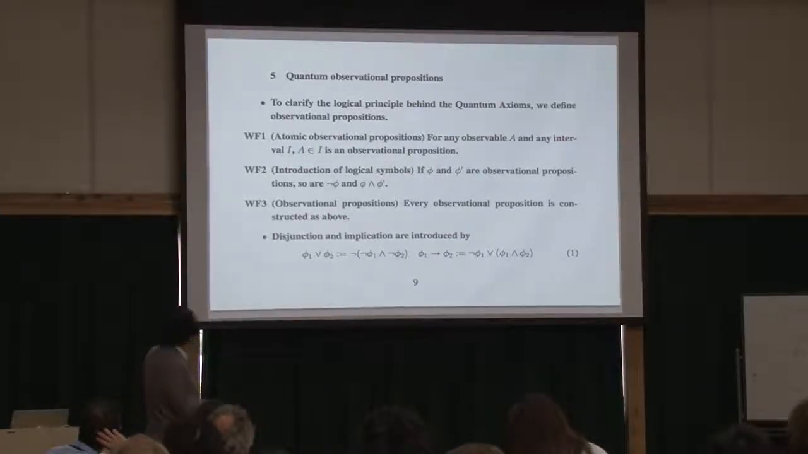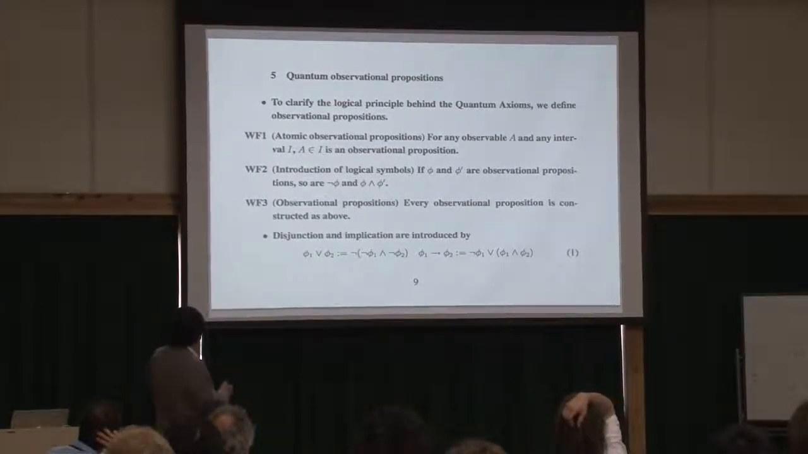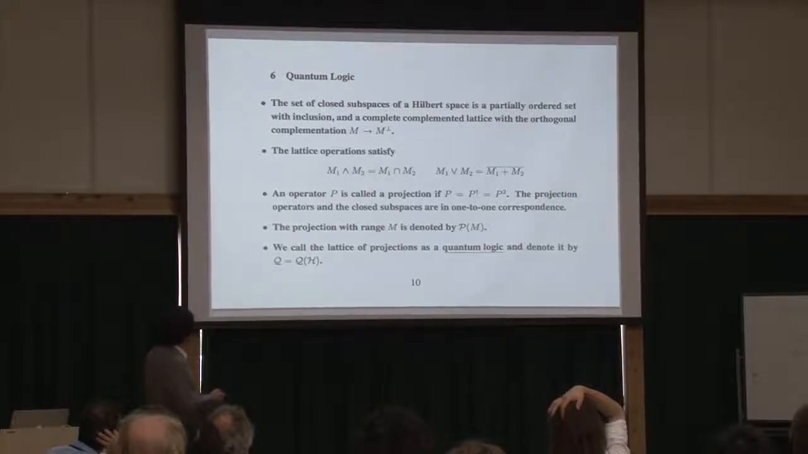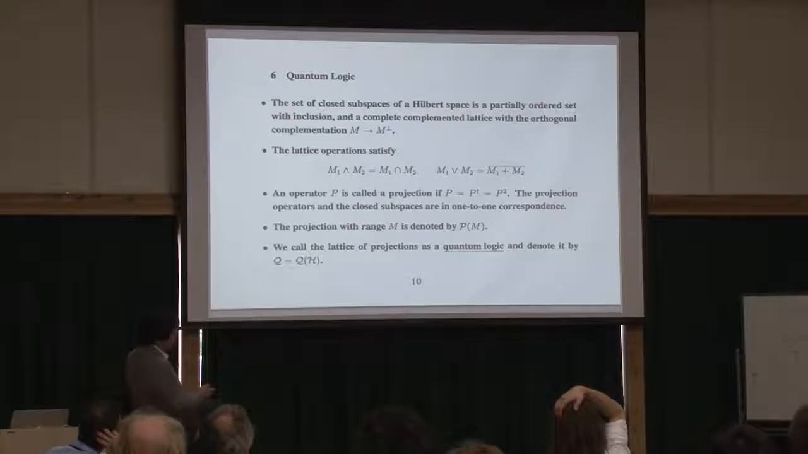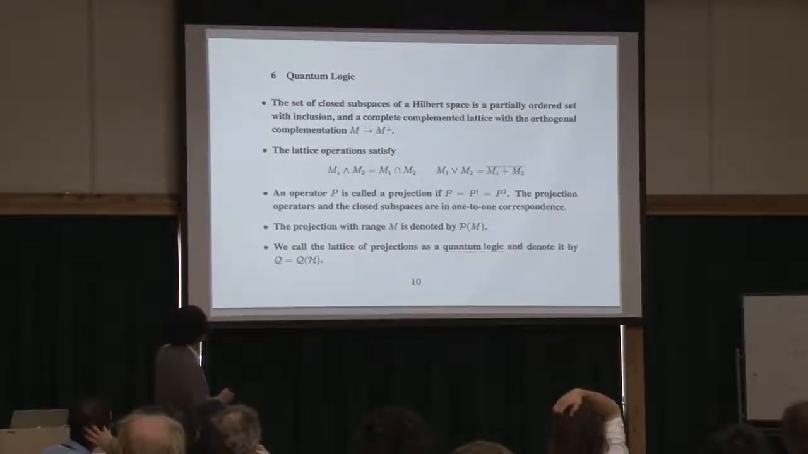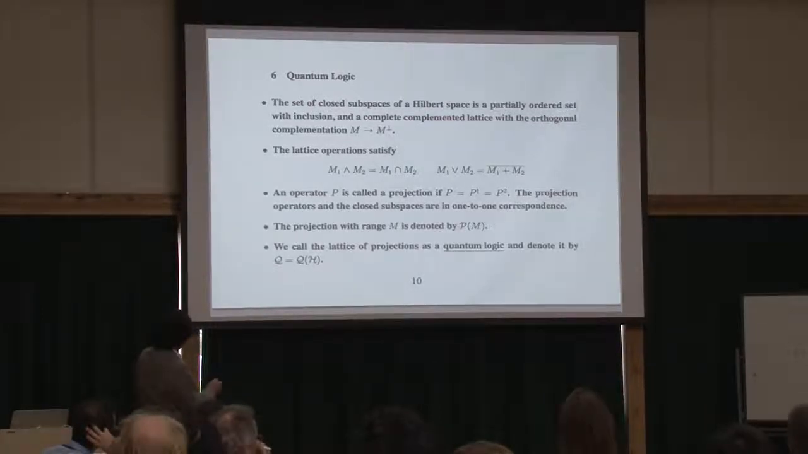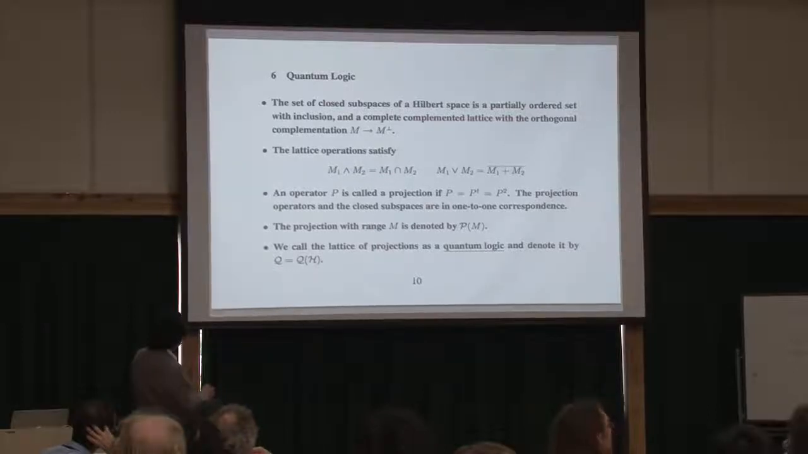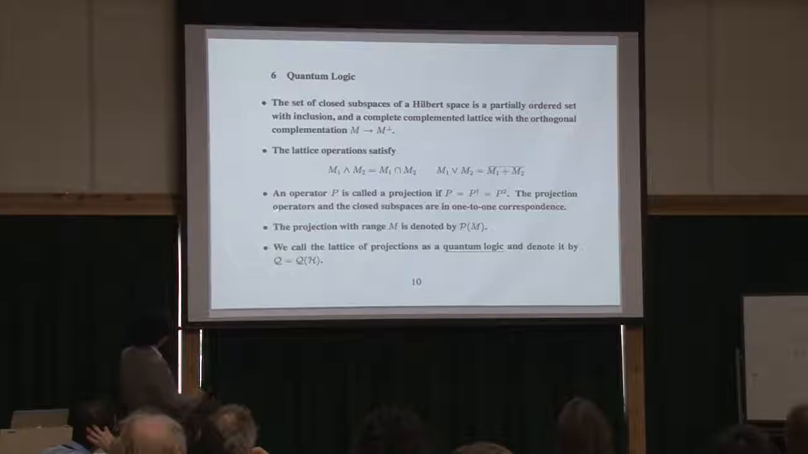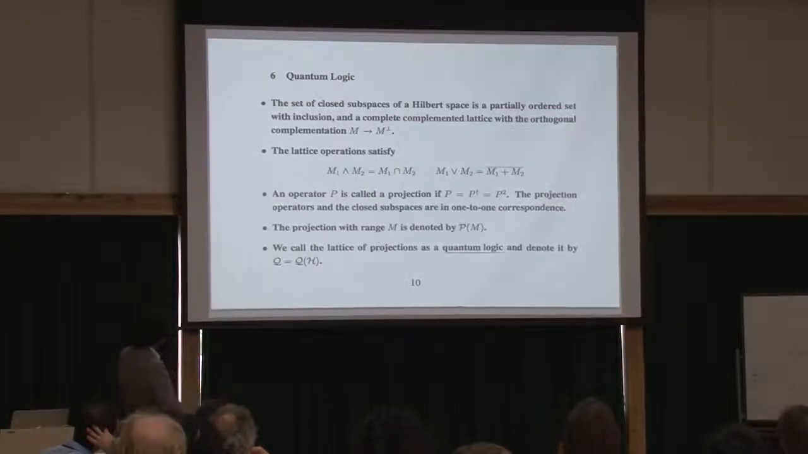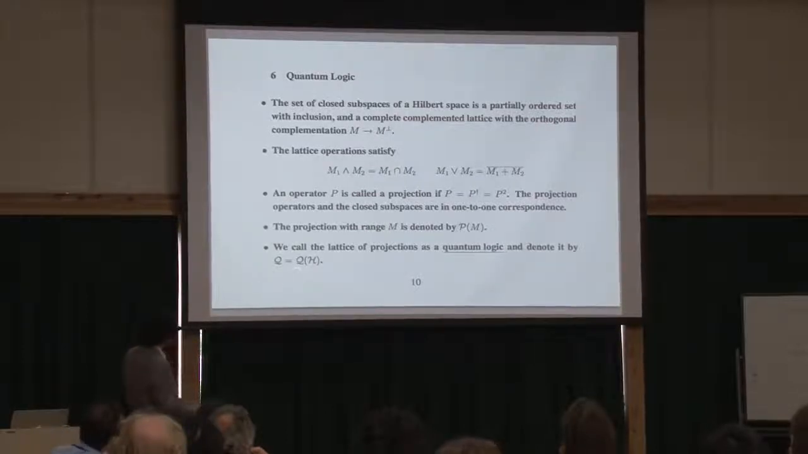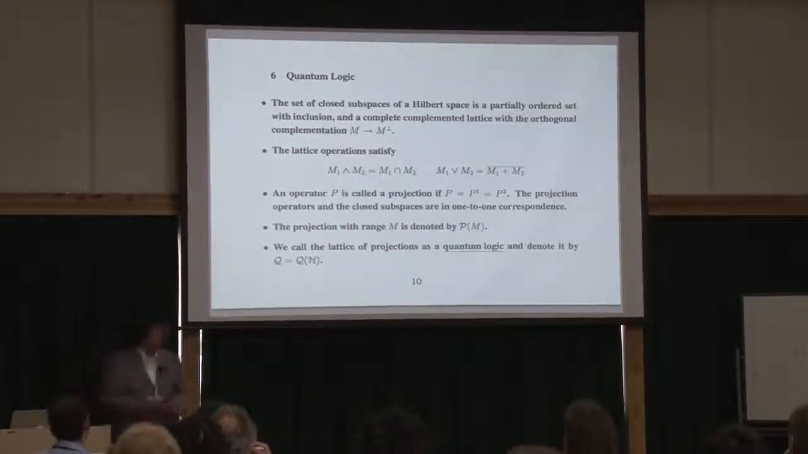This atomic observational proposition naturally corresponds to the spectral projection of this operator. So we consider the logical semantical structure of the closed subspaces of Hilbert space, or projections, which are isomorphic. Then we have the complemented lattice with orthogonal complementation, taking the orthogonal complement, and also the lattice operations, and, or. This lattice is equivalent to the projection lattice, and the projection lattice and closed subspace lattice just correspond to the range of the projection. Then we call the lattice of projections quantum logic. So we represent quantum logic as a lattice structure of projections.